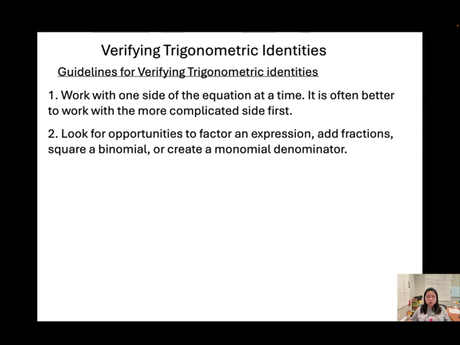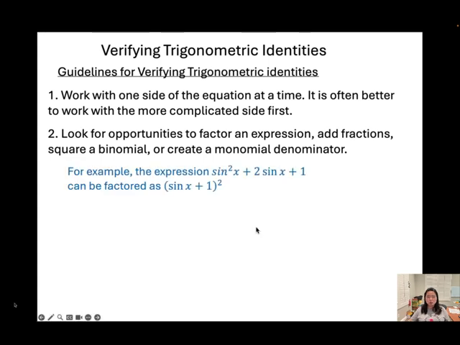Second, look for opportunities to factor an expression, add fractions, square a binomial, or create a monomial denominator. For example, the expression sine squared x plus 2 sine x plus 1. When you see something like this, you should be able to factor it. Or when you see two fractions added together, what are you going to do? You want to find the common denominator, find the LCD. So the LCD will be sine x and cosine x. Try to combine it together.